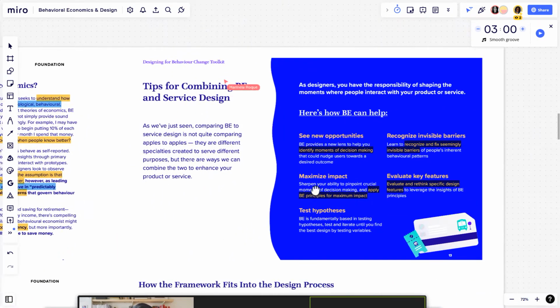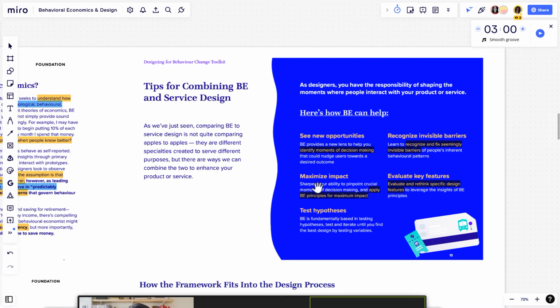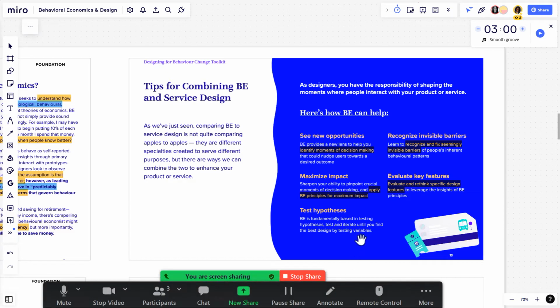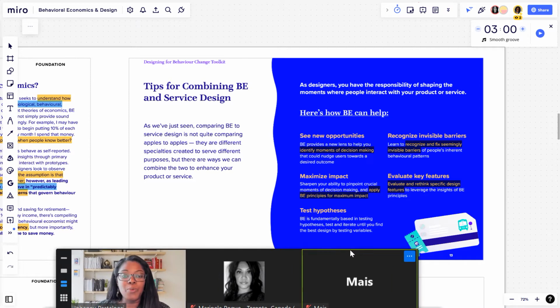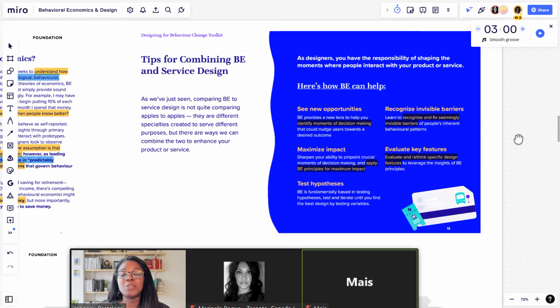Now, what is the value for us as designers, as product managers in using behavioral economics? First of all, it helps to identify new opportunities. So we identify moments in which we can influence, we can provide the conditions for users to do what we are interested in. That could be selling a product or increasing purchases or making the user feel more interested, whatever you call it, but that's the essence. It helps us identify opportunities.